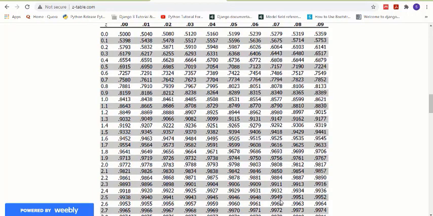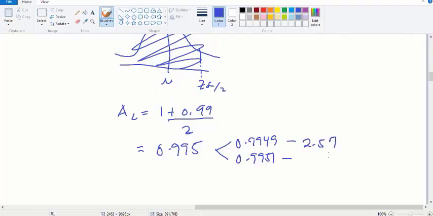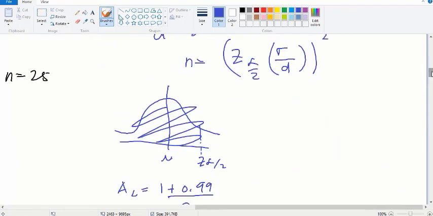This is the same, no? Kasi 0.9949 at saka 0.9951, parehong 0.001 ang difference nila. So, let's get these two. Yung isa ay 2.57. Yung isa 2.58. 2.575. Yan yung ating z value.